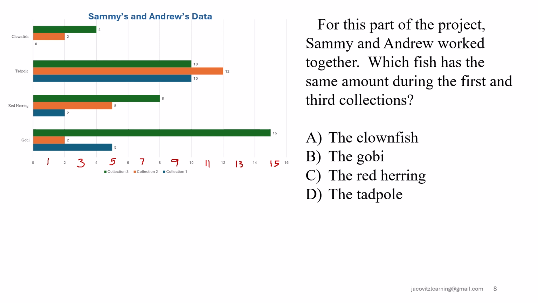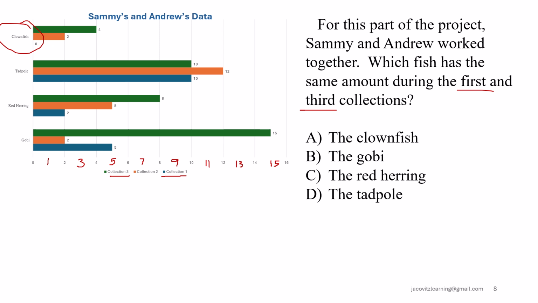So here's what you have to do. Some people forget to set this up. So here's what's going on. You try to look and see which ones line up the same and which ones are even, and it said during the first and third collections. So your third collection is green, your first collection is blue, so you have to look for blue and green that line up. And for the clownfish, none of them line up.